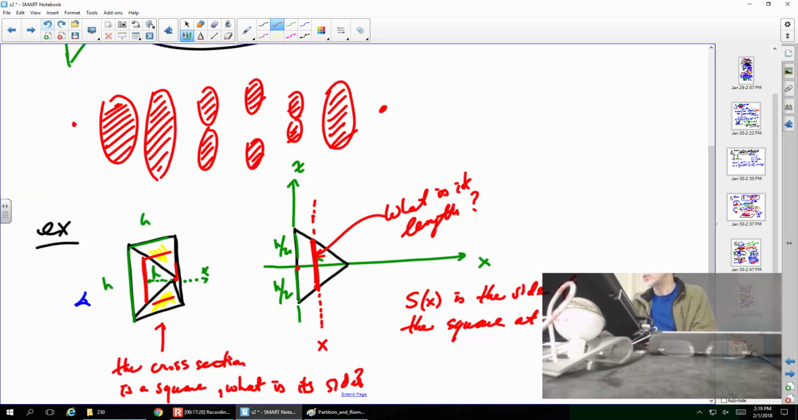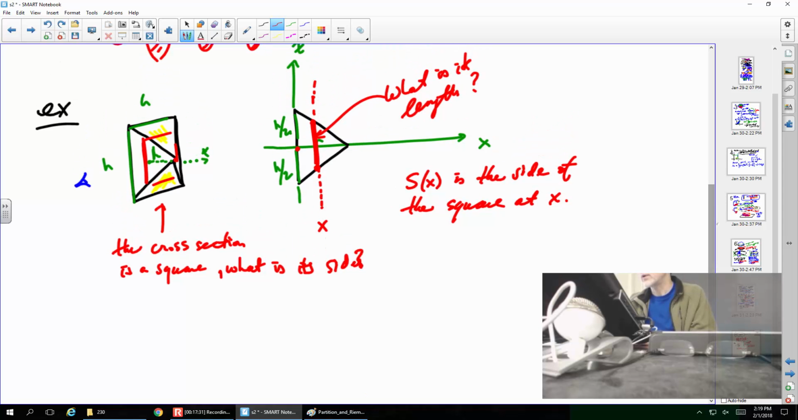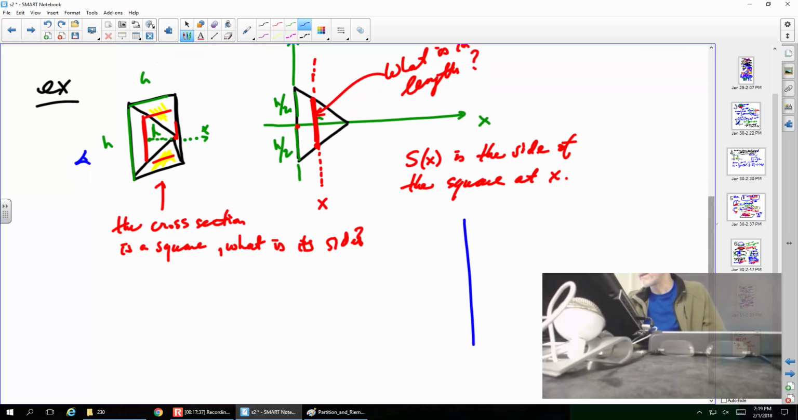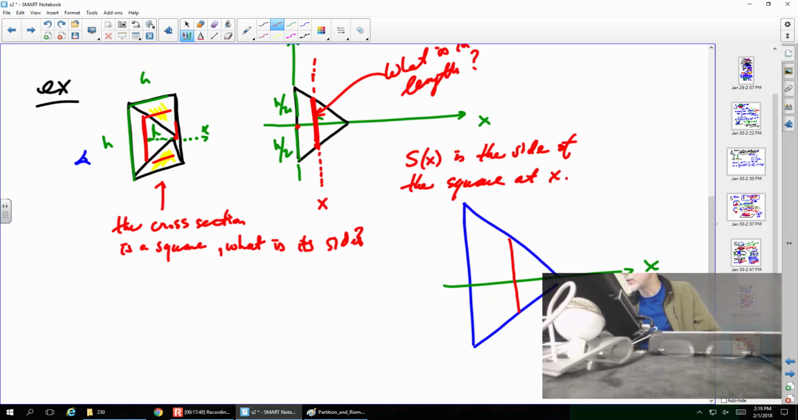The geometry should tell us what it is. Okay, so if we just look carefully, let me blow it up. Once again, this is the x-axis. This is my x. Or in fact, this is x. Maybe a better way to put it. Okay, so this is h over 2. This is h.